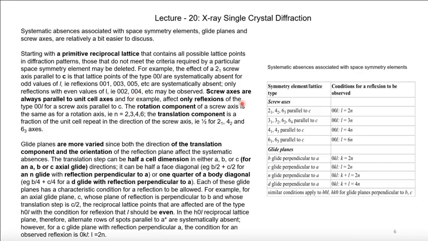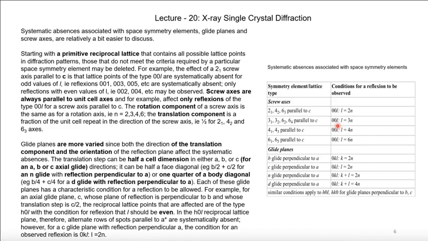Screw axes are always parallel to a unit cell axis. Either it will be parallel to the C axis, or the B axis, or the A axis. Here we have some conditions for the two-fold, four-fold, and three-fold screw axes parallel to the C axis. Our condition is 00L, where L is equal to 2N. Three-fold screw axis, and then six-fold screw axis, parallel to the C axis.